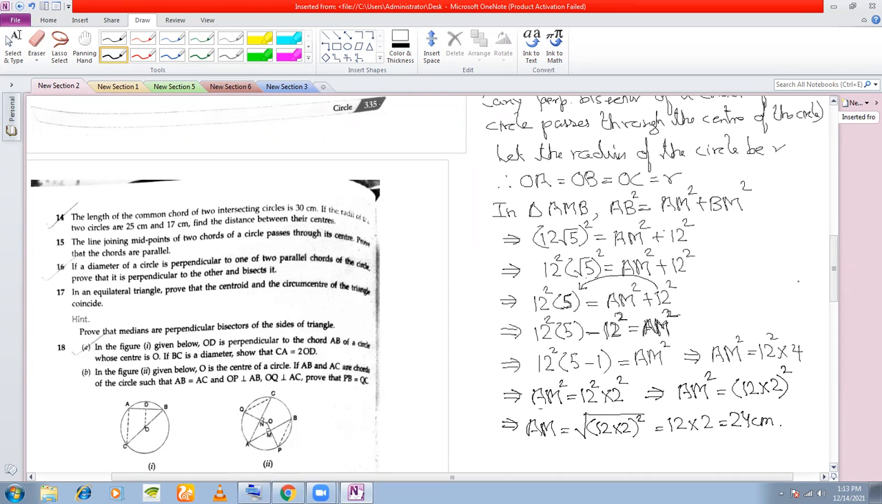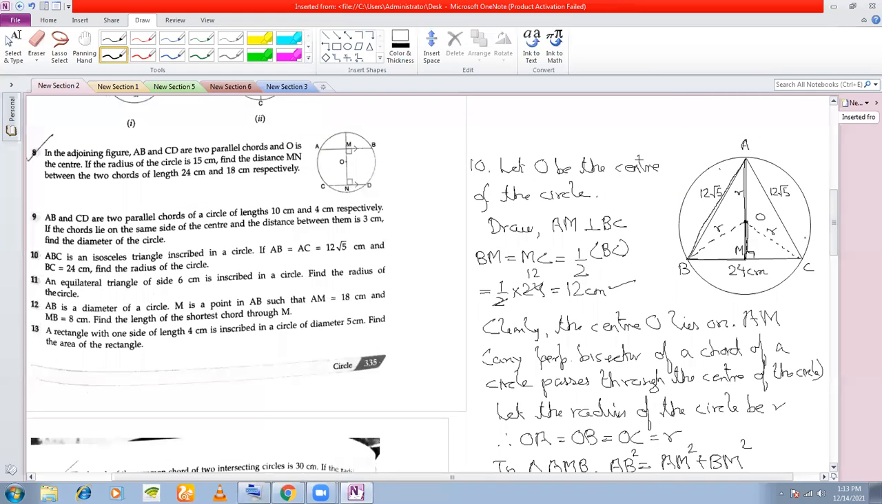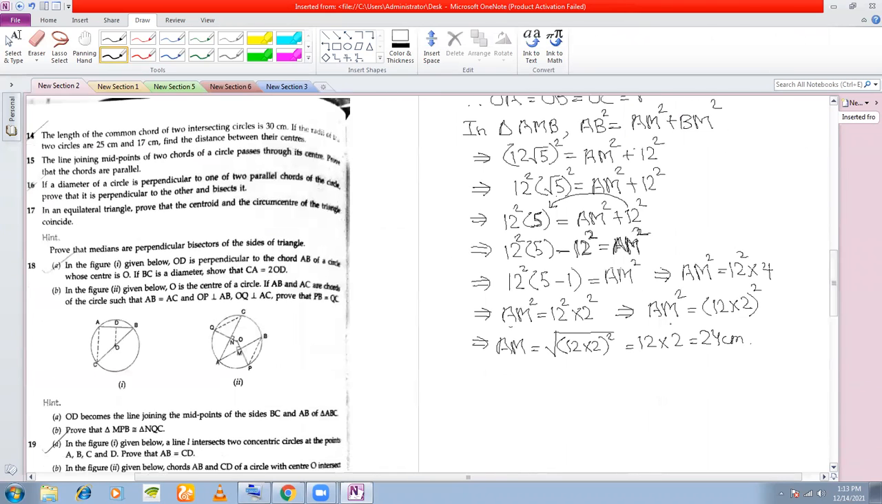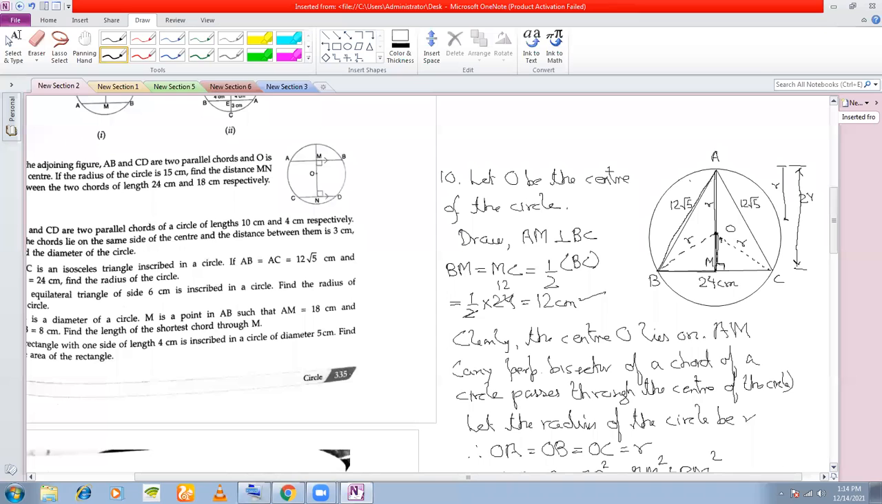Clear? So we have found out the length of AM as how much? This entire length, from here till here, we have found this out to be 24. And how much is this length from here till here? So the center of the circle, this length is R. So what is the length of OM? 24 minus R, right? Therefore, OM must be equal to 24 minus R, which is this length, right? And this length we have calculated to be how much? 12.